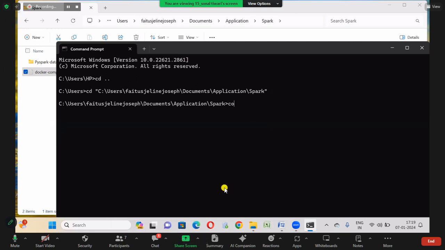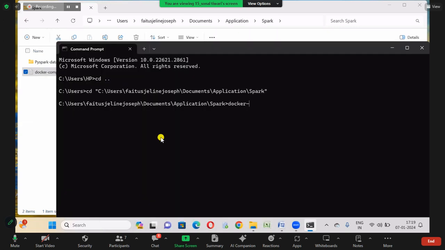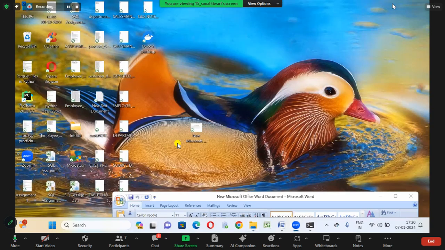Okay, now do Docker. You have to use docker dash compose up. But first, have you opened Docker? Just show me, have you opened Docker? Go to Docker. The Docker desktop. First you have to open Docker and run that. Docker desktop is there, right?